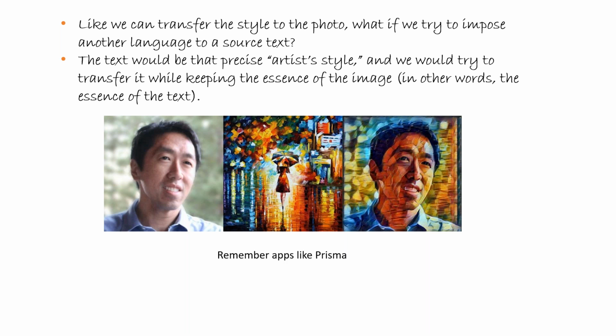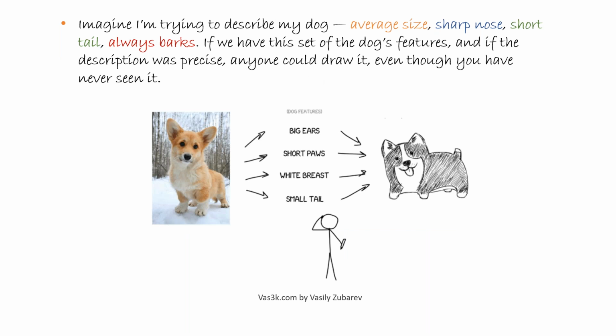That's the question. So for an image, let's say we are imagining trying to describe a dog, right? Average size, sharp nose, and short tail, always barks. If we have this set of dog features, and if the description was precise, anyone could draw it, even though they might never have seen it. So about any picture or any person, we can have a bit of an idea, and we can kind of derive that image or picture of that person.